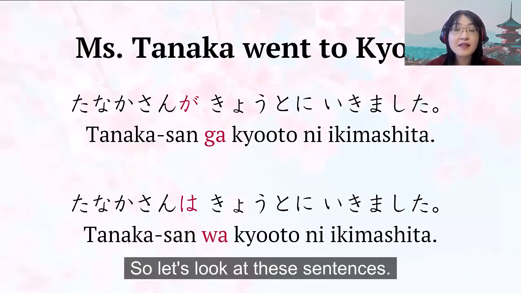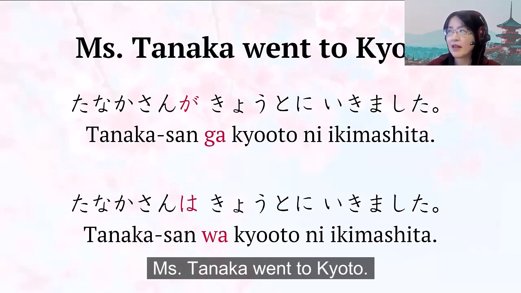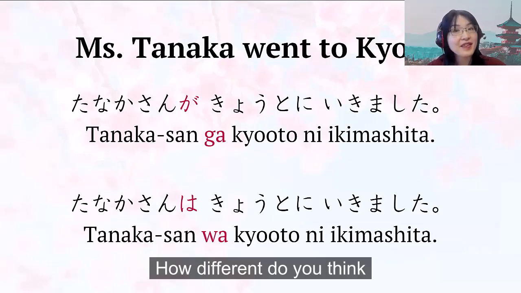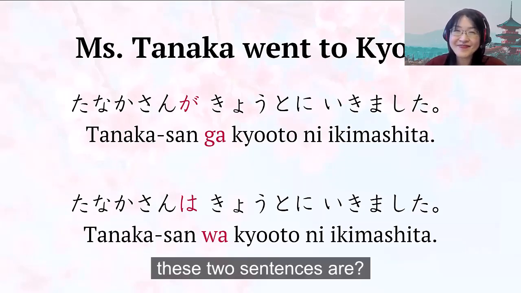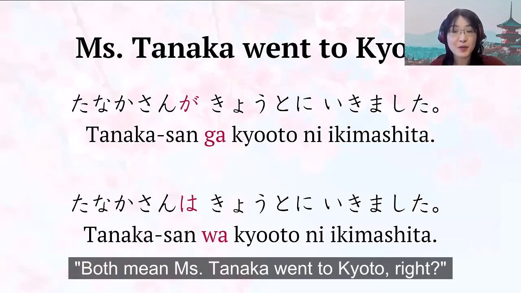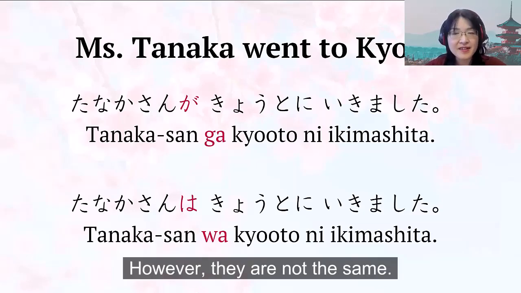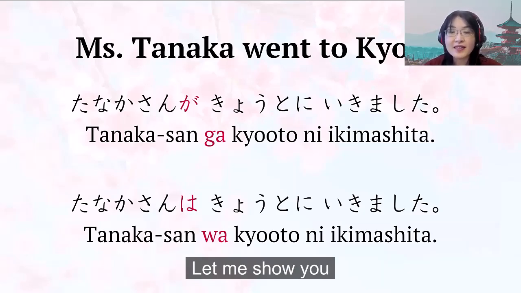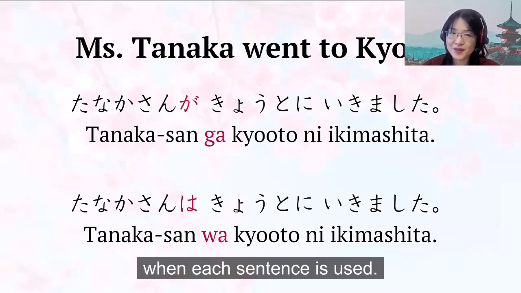So let's look at these sentences. Miss Tanaka went to Kyoto. 田中さんが京都に行きました。田中さんは京都に行きました。How different do you think these two sentences are? Oh no, I don't know. Both mean Miss Tanaka went to Kyoto, right? Yes, it is true. However, they are not the same. Maybe you can guess. Let me show you when each sentence is used.